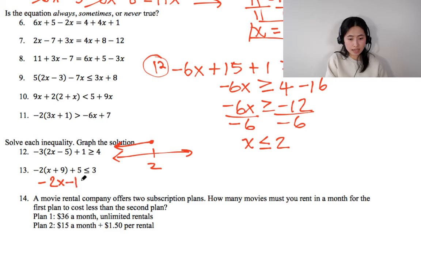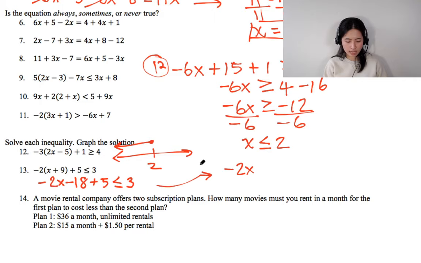And this is minus 18 plus 5, which is less than or equal to 3. So as you can see, negative 2x minus 18 plus 5 is less than or equal to 3. You only have one x here, which is on the left side. So you're going to have negative 2x, and negative 18 plus 5 would be negative 13. So you have to move negative 13 to the opposite side of the equation. So you're going to get positive 13.